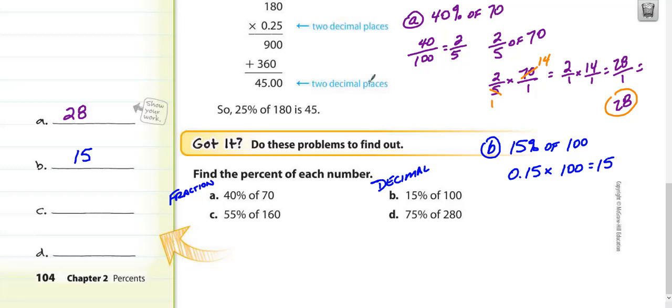So now, pause the video again, and you're going to do C and D. With C, this is the fraction practice side. So please do C with the fraction method and do D with the decimal method. And then turn the video back on, and we'll go over it together.